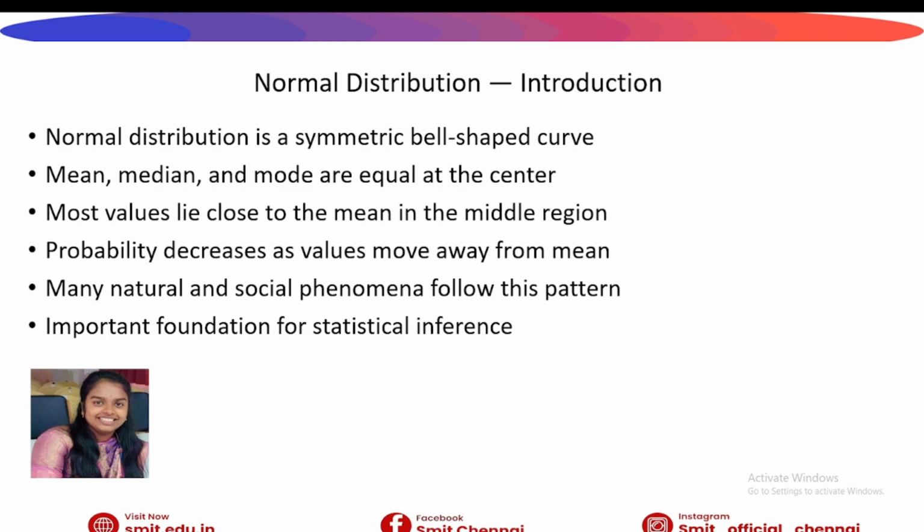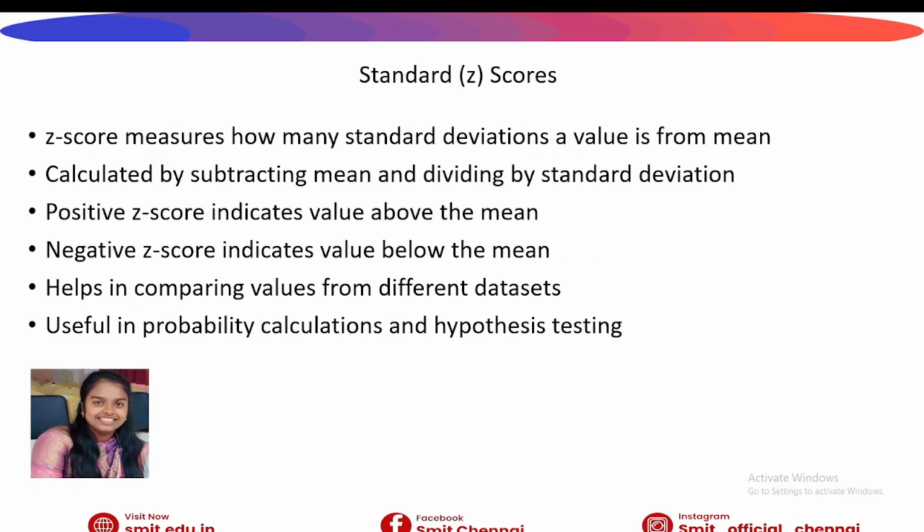And then moving on to normal distribution, a symmetric bell-shaped curve. Mean, median and mode are equal at the center. Most values lie close to the mean in the middle region. Probability decreases as values move away from the mean. Many natural and social phenomena follow this pattern. An important foundation for statistical inference. This is the normal distribution.